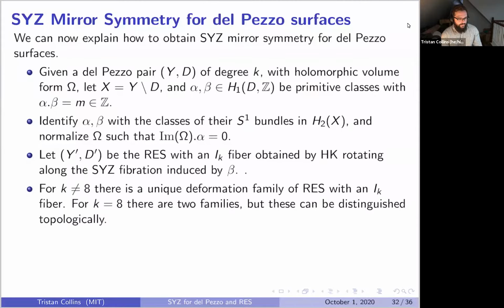For k different from 8, there's a unique deformation family of rational elliptic surfaces with an I_k fiber, just like for Del Pezzo surfaces, where for degree not equal to 8 there's a unique deformation family. For k equals 8, there are two families, but they're distinguished topologically. So you can exactly match the P^1 cross P^1 family with a family of rational elliptic surfaces, and the same for the first Hirzebruch surface.